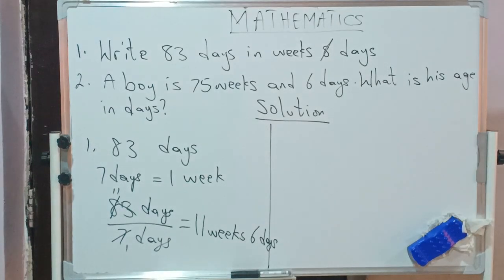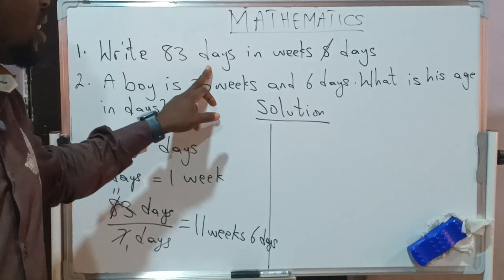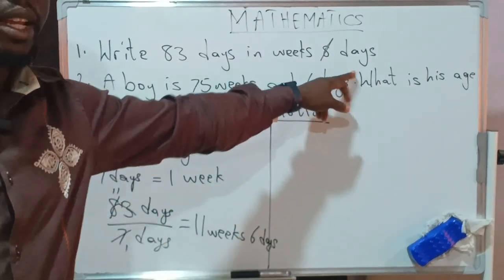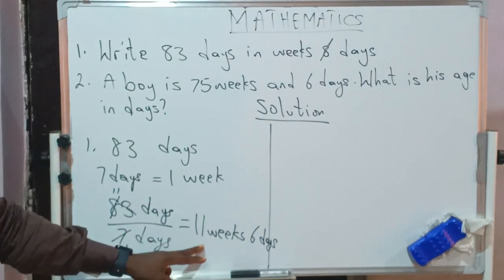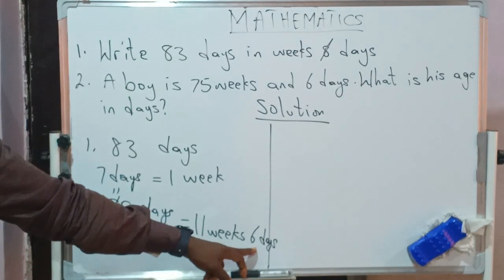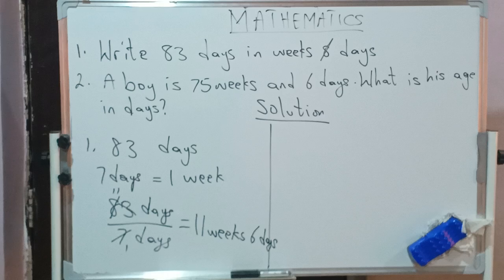Can you see? So changing 83 days to weeks and days, I will have 11 weeks, 6 days. That is the answer.